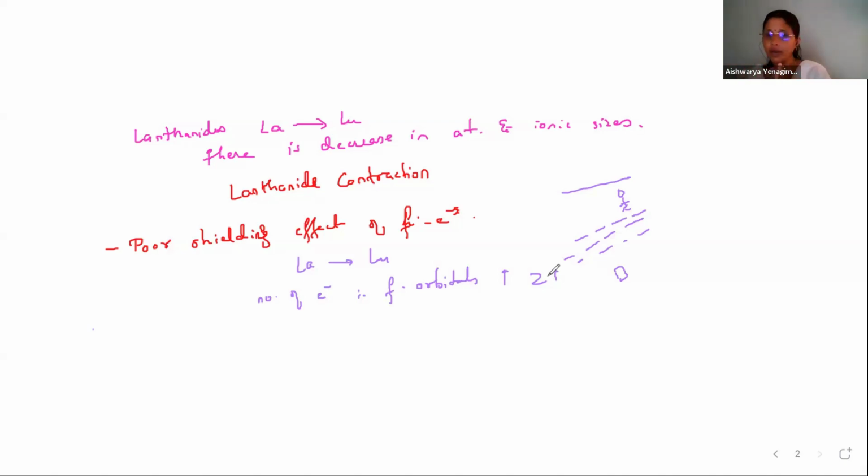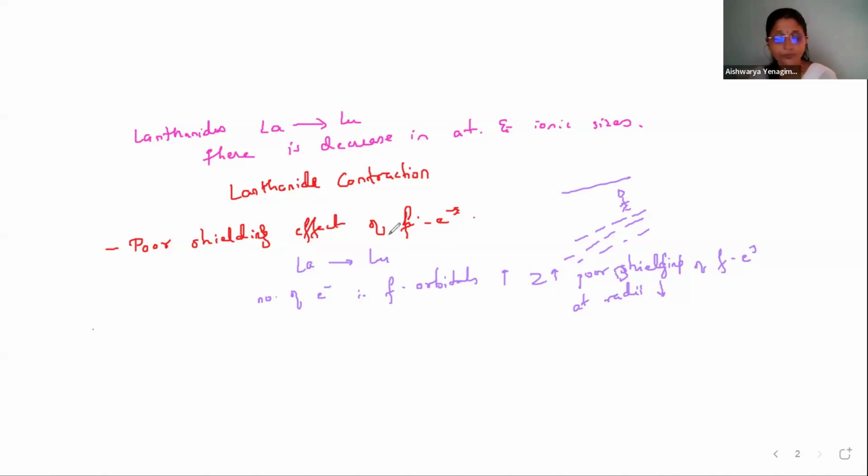But due to the poor shielding effect of F electrons, the inner electrons do not shield correctly. So what happens? The nucleus will pull the electrons strongly. Therefore the atomic radii go on decreasing. So there will be a gradual overall decrease in the atomic and ionic radii from lanthanum to lutetium.